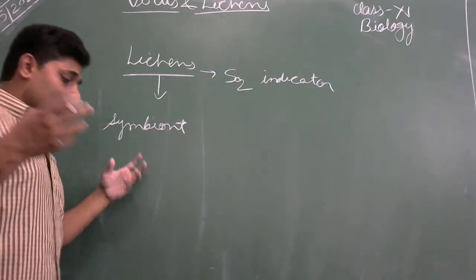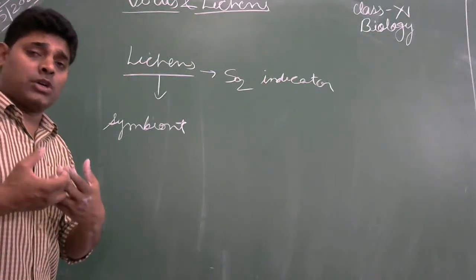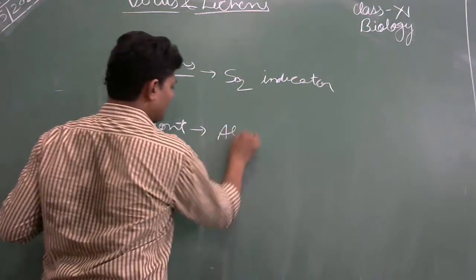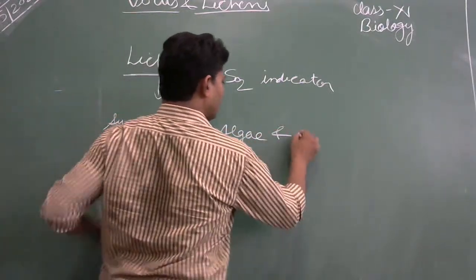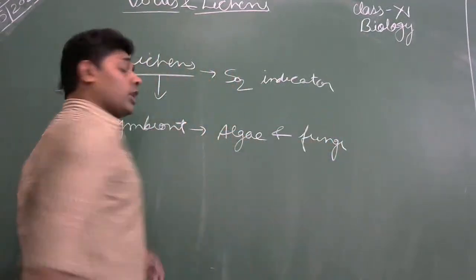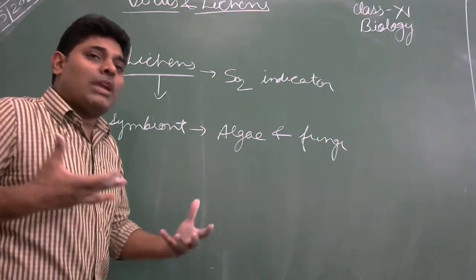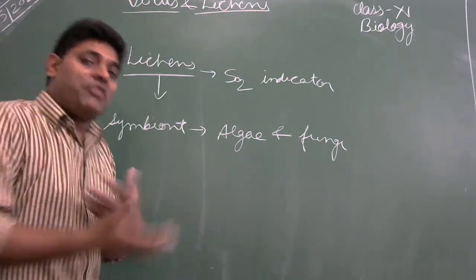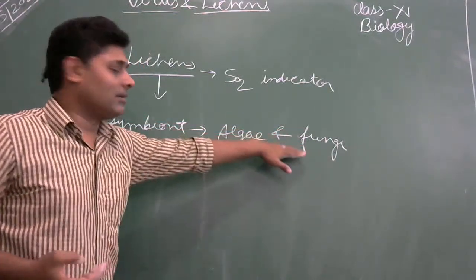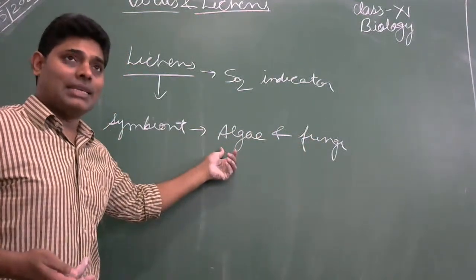Symbiont means they are living symbiotically. Who are living symbiotically? Algae and fungi. What do you mean by the symbiotic relationship? It means they mutually benefit each other. Algae benefit the fungi and fungi benefit the algae.